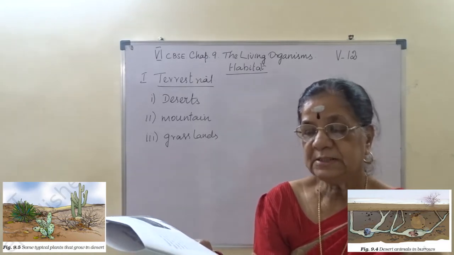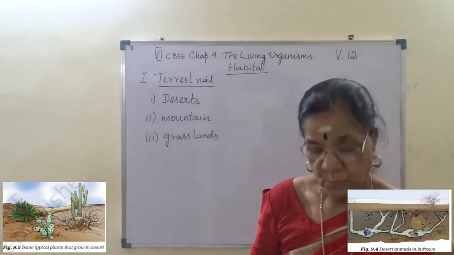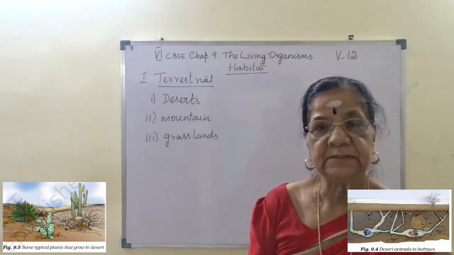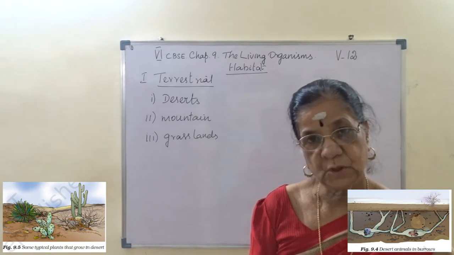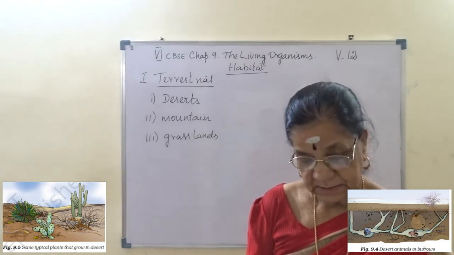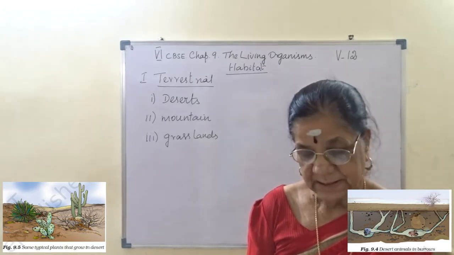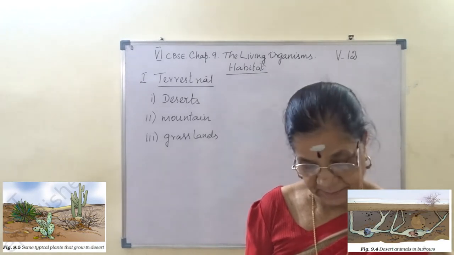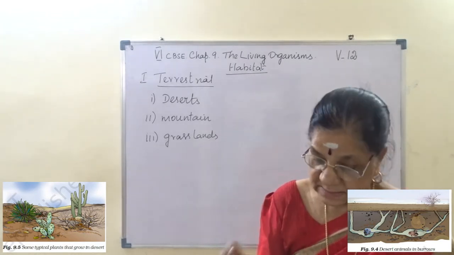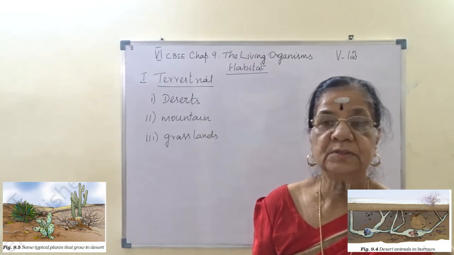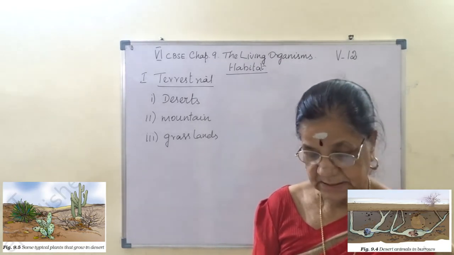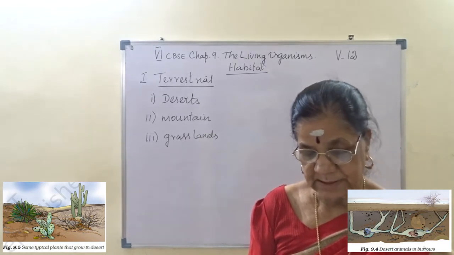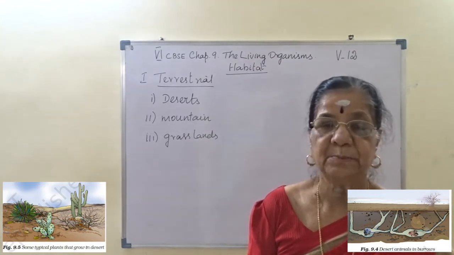So, yeah. And these animals come out only during the night when it is colder. I hope you are following this. Desert animals like rats and snakes. Then plants also, there are some plants living in the desert region and they are normally cactus plants.